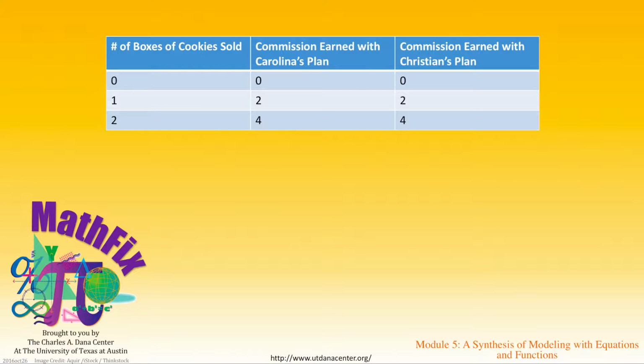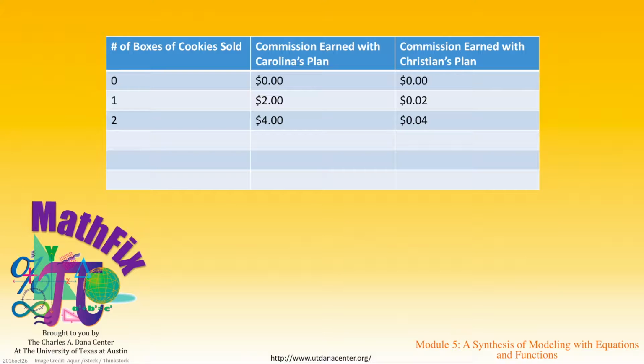At this point in the school year, students might start by organizing their thinking into a table to compare the two commission structures. One misconception, however, might be to forget about units. This would lead to a table where it appears that the two commission structures are the same, when in fact they are very different. Students should soon realize that Carolina's plan is in dollars while Christian's is in cents. Adjusting for this, they can see that for 0, 1, or 2 boxes, Christian's plan seems like a great option. They would only have to pay their employees 4 cents if they sold 2 boxes, where with Carolina's plan they would have to pay $4.